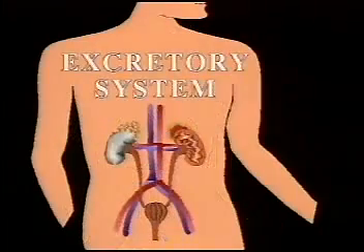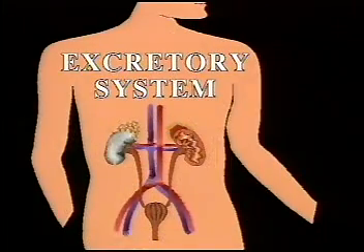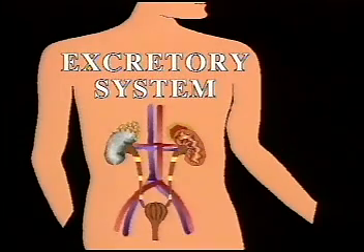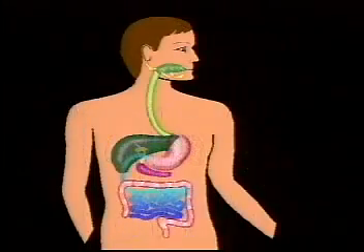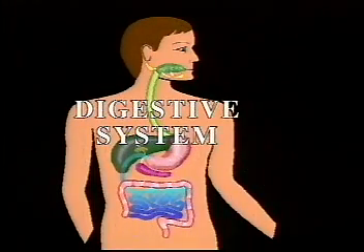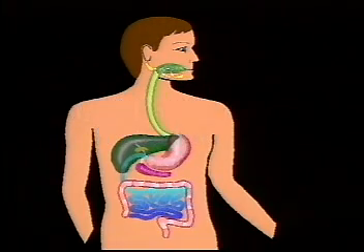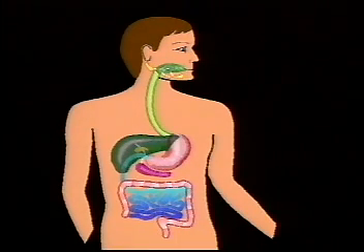Fifth is the excretory system, which allows the body to rid itself of liquid waste. The kidneys are the main organ of the excretory system. Sixth is the digestive system, which allows the body to process and absorb food and water. The stomach, small intestine, liver, pancreas, and large intestine are all important digestive organs.